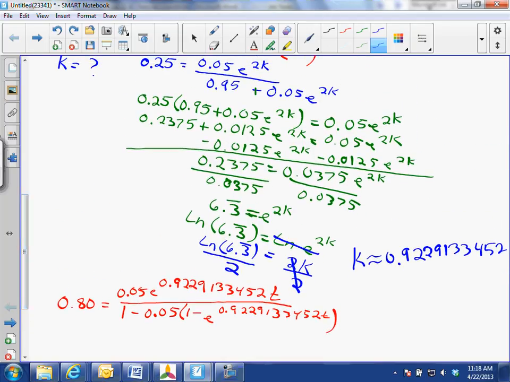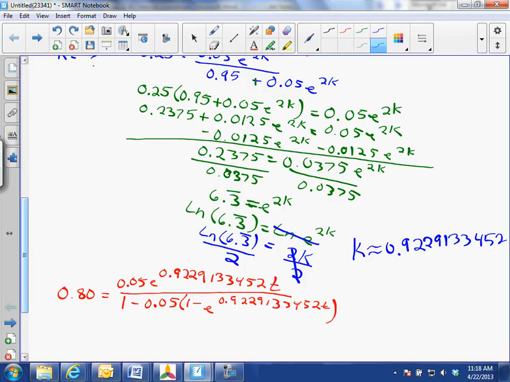We can look back up here to what we did earlier, because the denominator has not changed except for our exponent. It's the same, except instead of 2k, it's going to be this big long decimal t, and instead of 0.25, it's going to be 0.80 now.